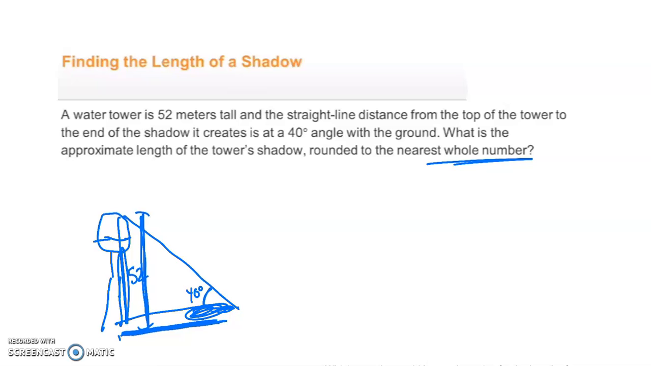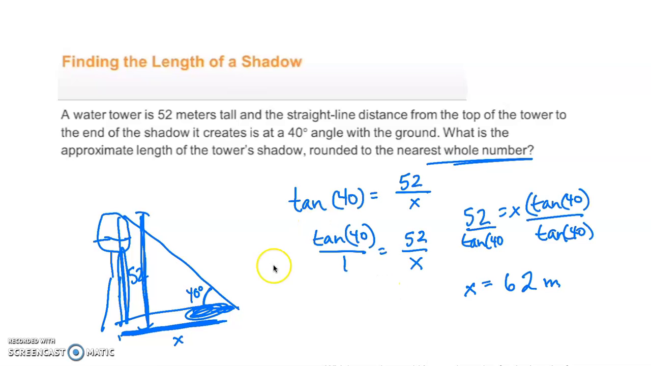Which trigonometric function do you need to use? All right, because I know an opposite and an adjacent side, I don't know the hypotenuse, I'm going to need to use the tangent. And I know the tangent of 40 is equal to 52 over x.